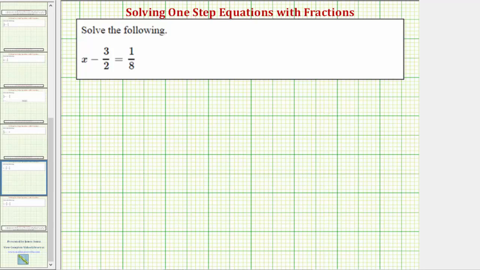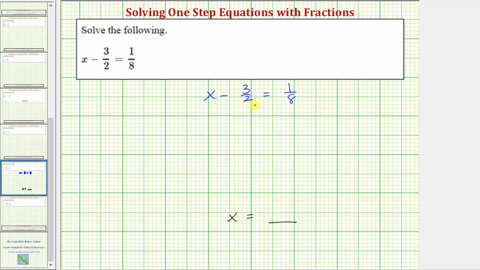We want to find the solution to the equation x minus 3/2 equals 1/8. The solution is the value of x that makes the difference on the left equal to 1/8. In order to solve the equation for x, we need to isolate x on one side of the equation, and because the x is on the left side, our solution will be in the form of x equals some number, where this number minus 3/2 equals 1/8.